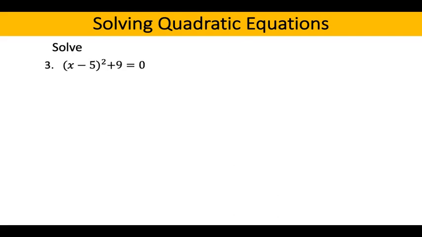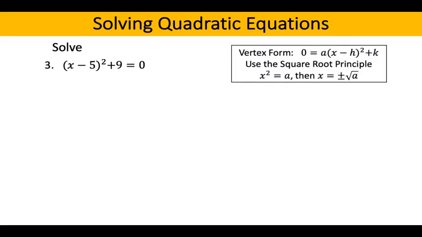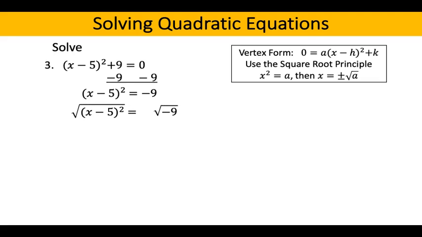Let's look at example number 3. We have x minus 5 quantity squared plus 9 equals 0. This equation is actually in vertex form. You will always undo the operations when given a quadratic in vertex form. So we'll first start with subtracting the 9. We find x minus 5 quantity squared equals negative 9. We can now take the square root of both sides, once again remembering your plus or minus sign.